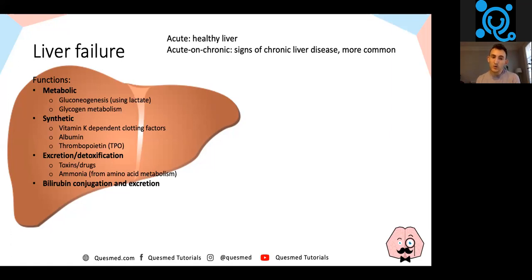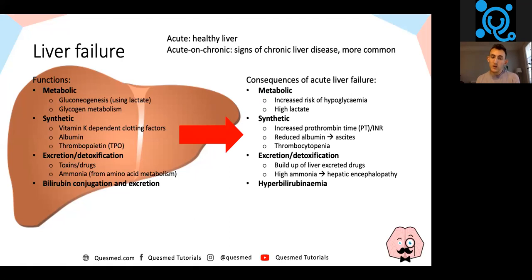So if you have liver failure, you have a failure of all of these functions, basically. So from a metabolic point of view, you have increased risk of hypoglycemia, and you often see a high lactate. So anyone with acute liver failure will have a high lactate, and it's an important cause of high lactate to remember.